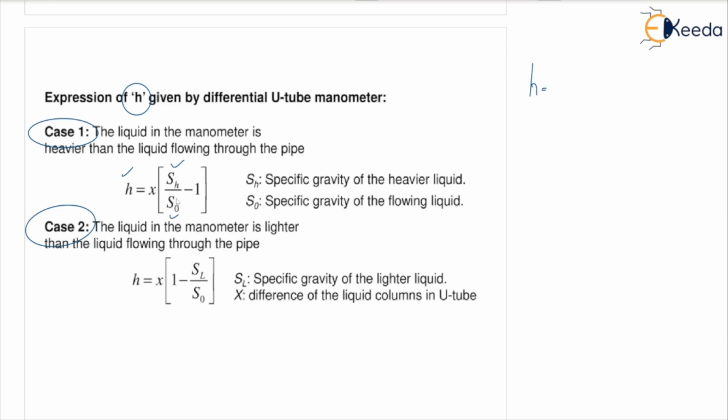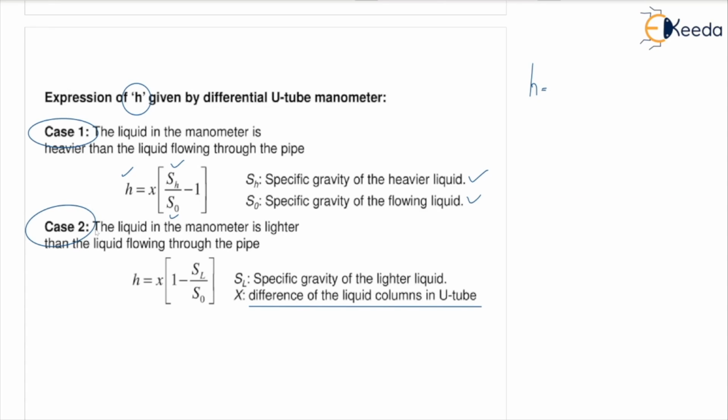What is SH? SH is given here, specific gravity of the heavier liquid, H stands for heavy, and S naught is the specific gravity of the flowing fluid through the pipe, minus 1. And what is X? X is the difference of the liquid columns in the U-tube. So that is the mercury difference or any other liquid. The difference of liquid in the two columns of the manometer, X.